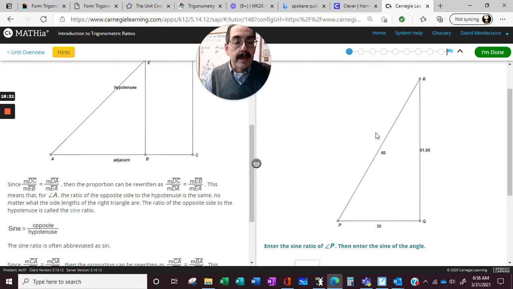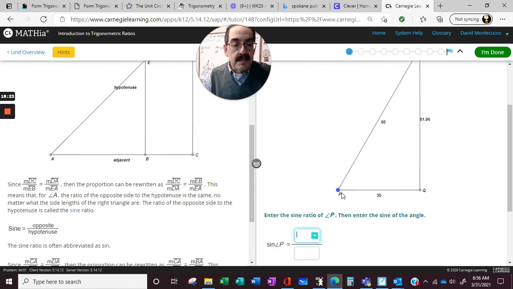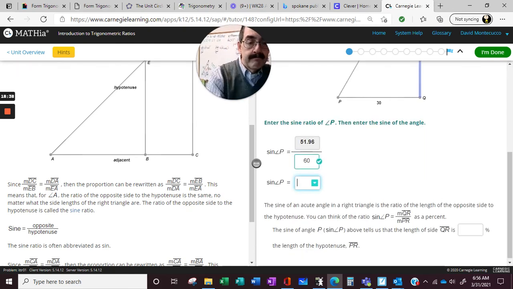Okay, my head's in the way again. The opposite, sine P, 51.96, enter. Opposite over hypotenuse. Okay? 60. Done. Sine of angle P.